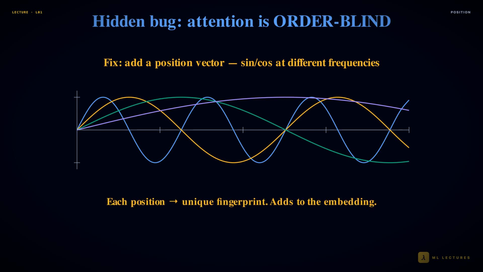This works, but the field moved on. Modern transformers use RoPE, which rotates Q and K by an angle proportional to position. Same idea, better at long context. We will see why in a future lecture.